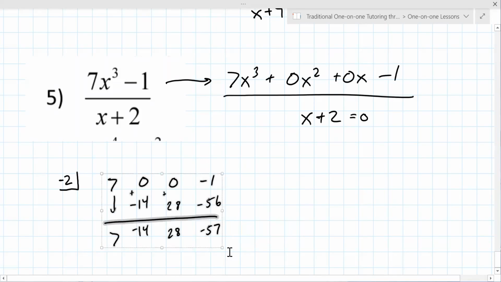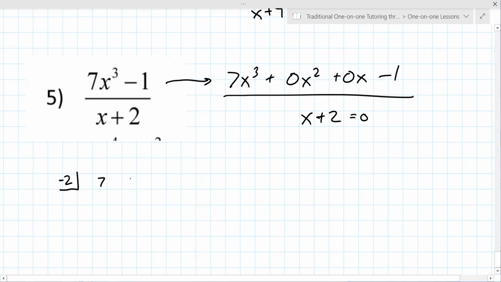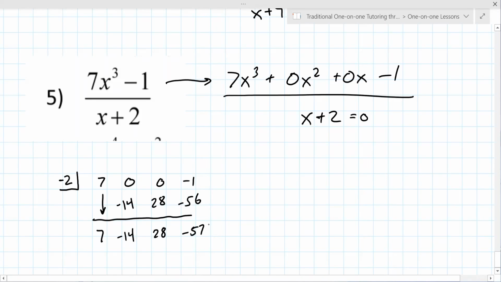Okay, so we start by putting the coefficients 7, 0, 0, -1. You bring the first coefficient down, 7. You always bring that number down, whatever it is. 7 times -2 is -14. Okay, and then you add here, 0 plus -14 is -14. -14 times -2 is 28. Add these vertically, 28. 28 times -2 is -56. Add them vertically, -57. So that's your remainder.